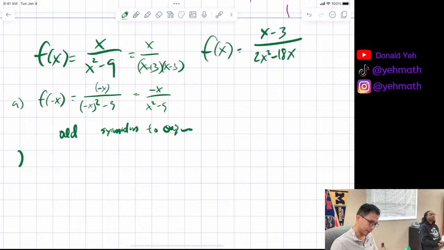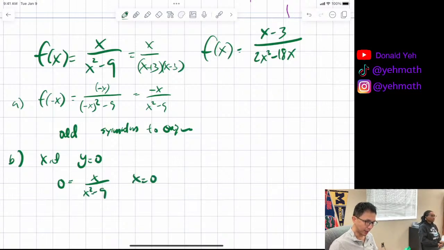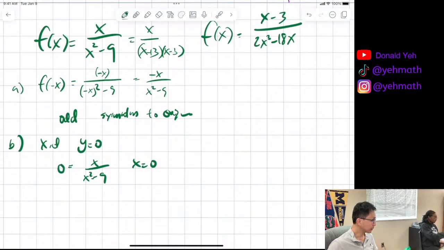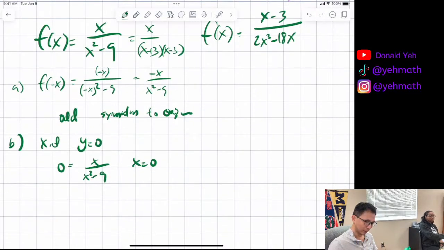X-intercept means y equal to 0. So for the x-intercept, y equals 0. So 0 equals x over x squared minus 9. And then that's going to be x, just the numerator, equal to 0. Is that okay? So you should get (0, 0).